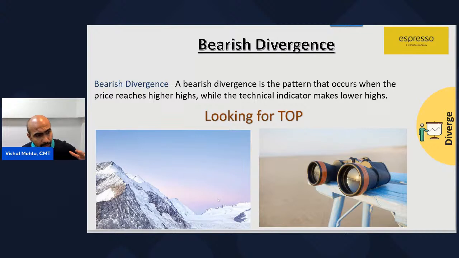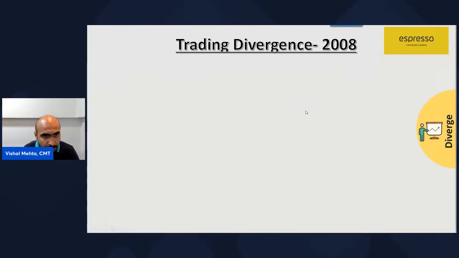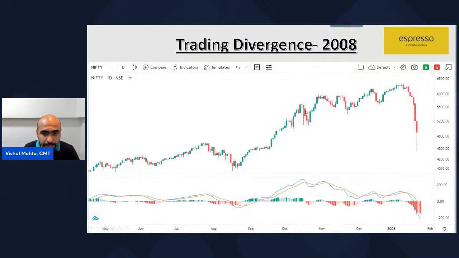When the prices are going up, but the oscillator is going down, that is called a negative divergence. And that is where you are going to look for a top reversal, looking for a top. And this is a very important place where I want you to pay attention. So let's take this one. Okay. What do I mean by trading divergences?